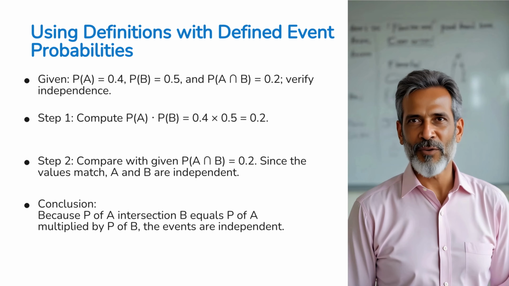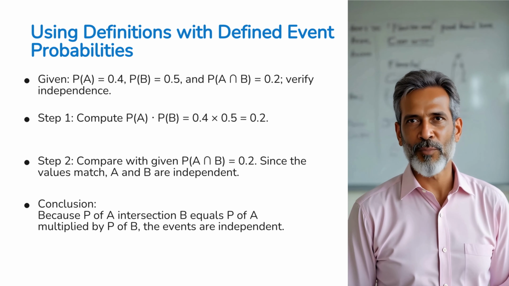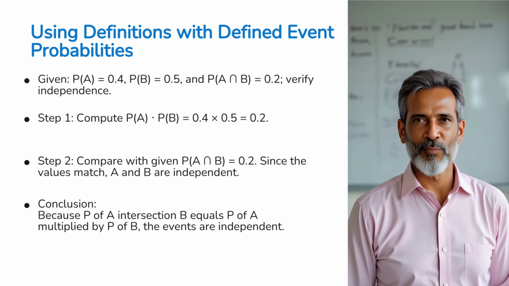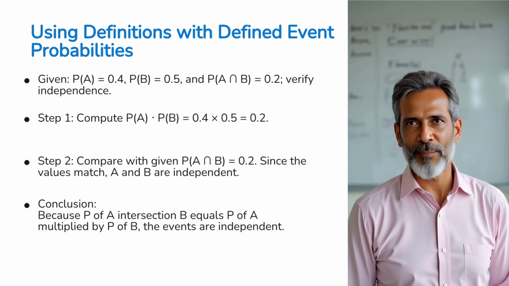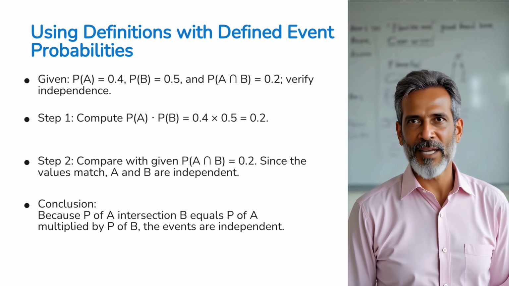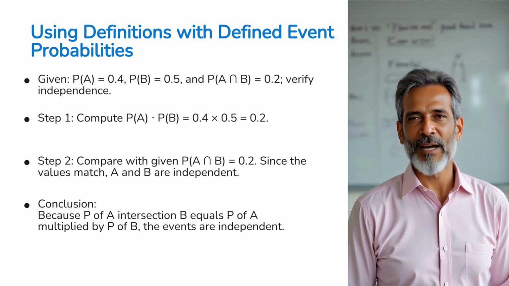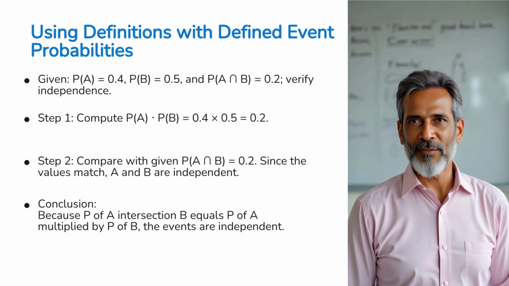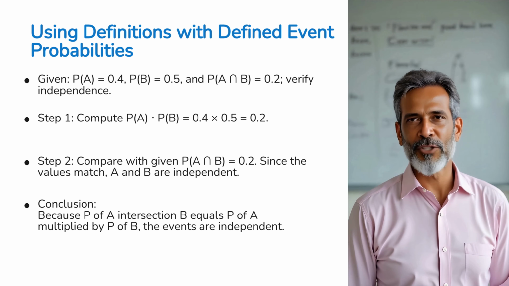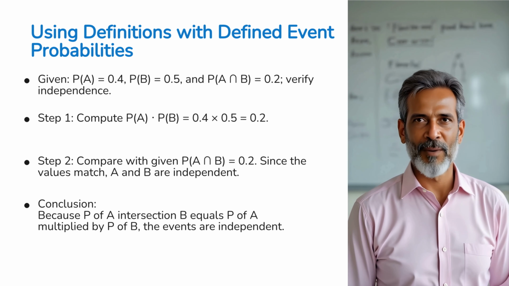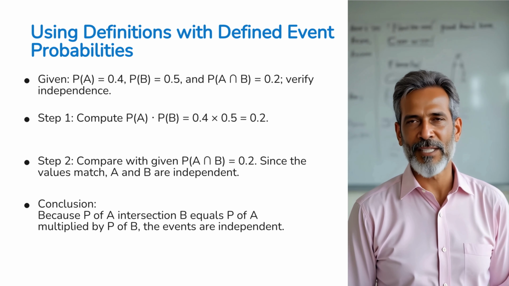Step 1. First, compute the product P of A multiplied by P of B, that's 0.4 times 0.5, which equals 0.2. Step 2. Now compare this with the given value of P of A intersection B, which is also 0.2. Since both values match perfectly, this confirms that the two events behave independently. Conclusion. Because P of A intersection B is equal to P of A multiplied by P of B, we can confidently say that events A and B are independent.